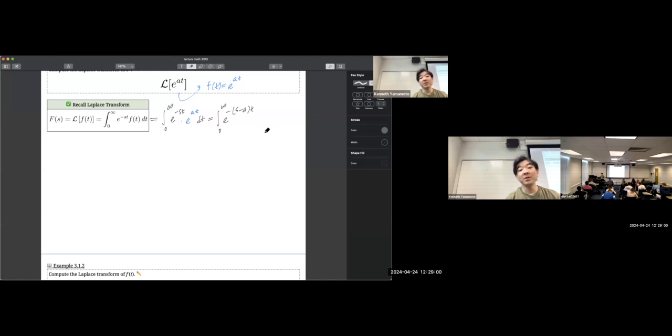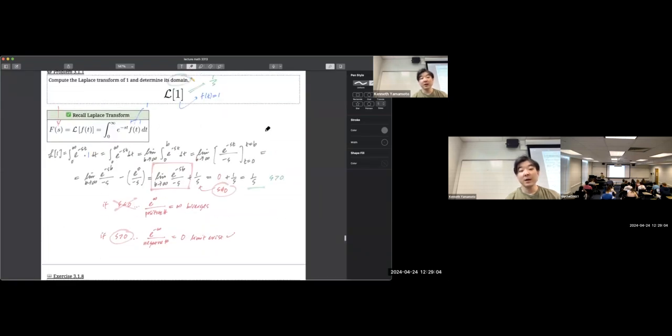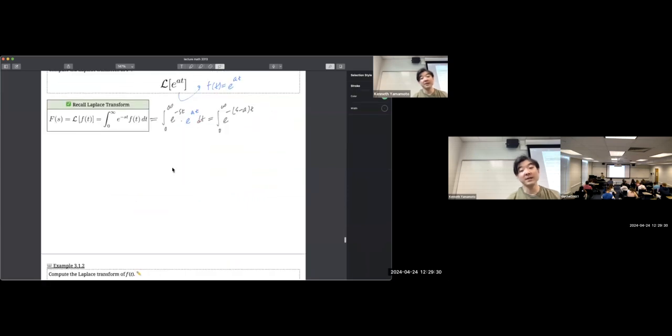But what I'm going to do is observe: what did we find earlier? We found that this integral from 0 to infinity of e to the negative st dt was equal to 1 over s, provided that s is greater than 0. We did all this work, but we found that it was equal to 1 over s. We actually can use this result, so I'm going to copy and paste that down here.